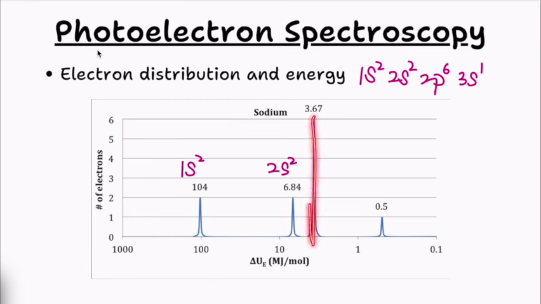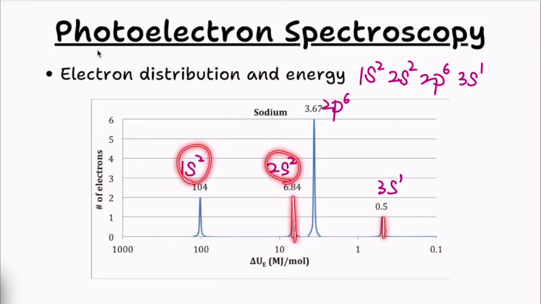And then this highest peak, which has 3 times the height of these 2 peaks, represents 2p6 because there are 6 electrons. So the peak is 3 times higher than the peak for 2 electrons. And then the next will be 3s. Because there is only 1 electron, the height of the peak is only 1/2 of the 2s and 1s2.